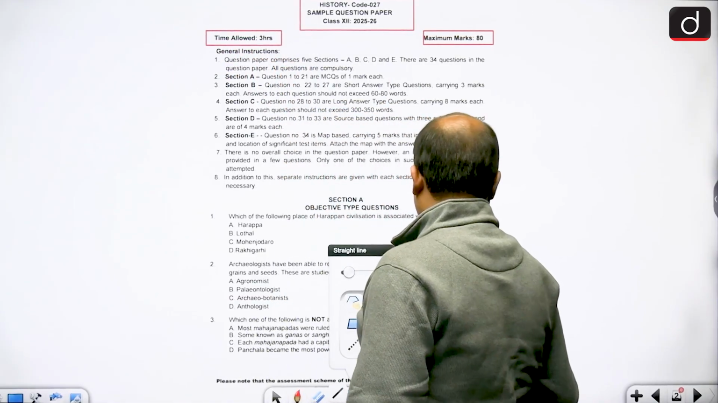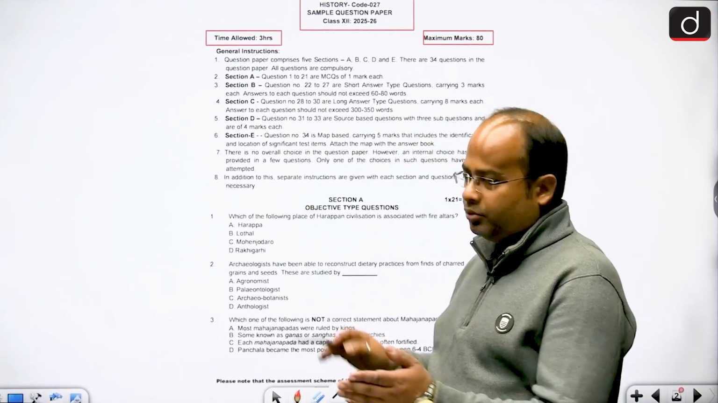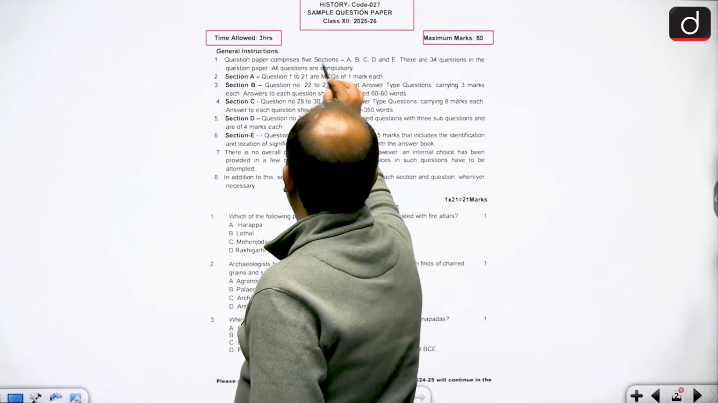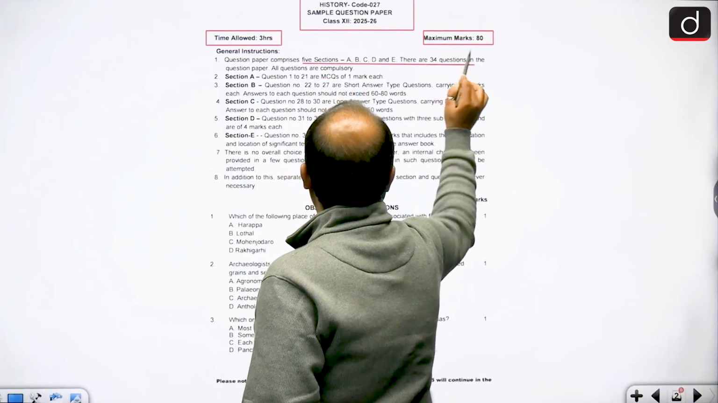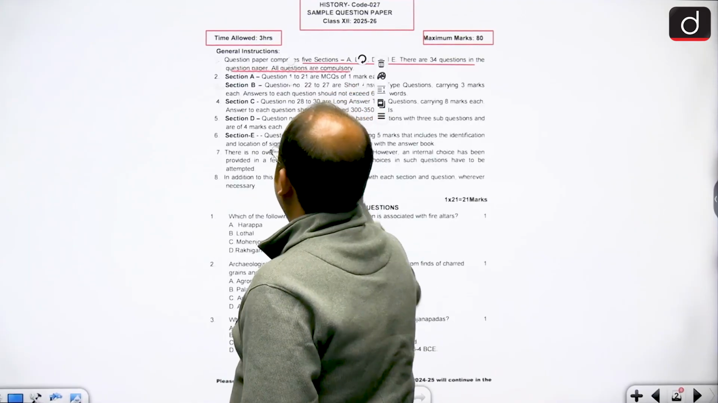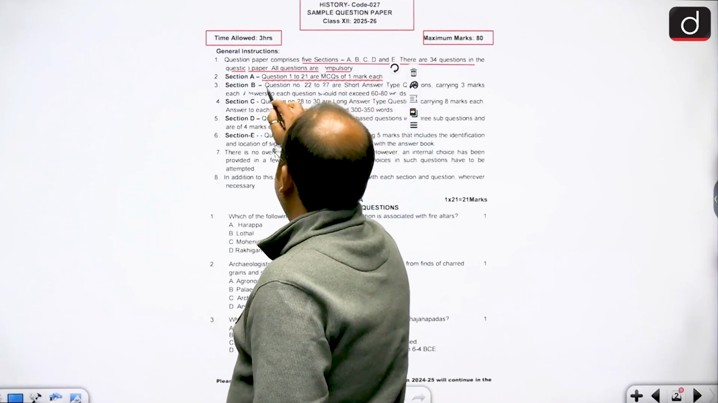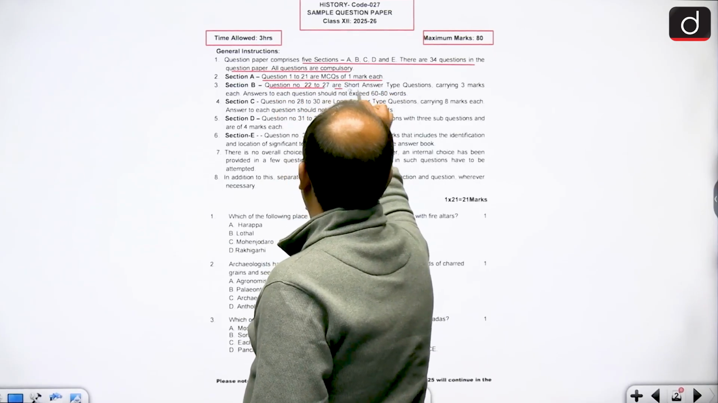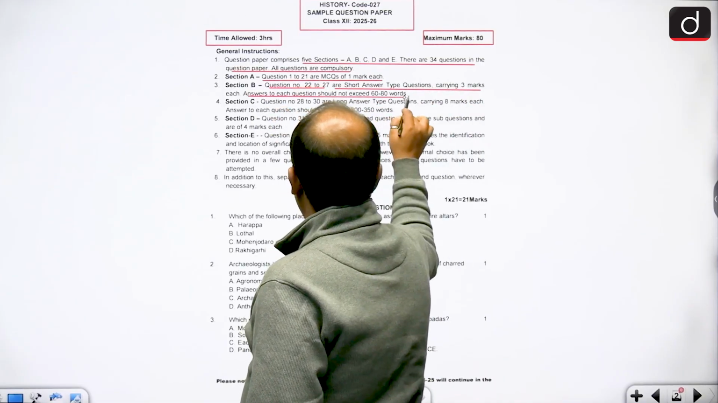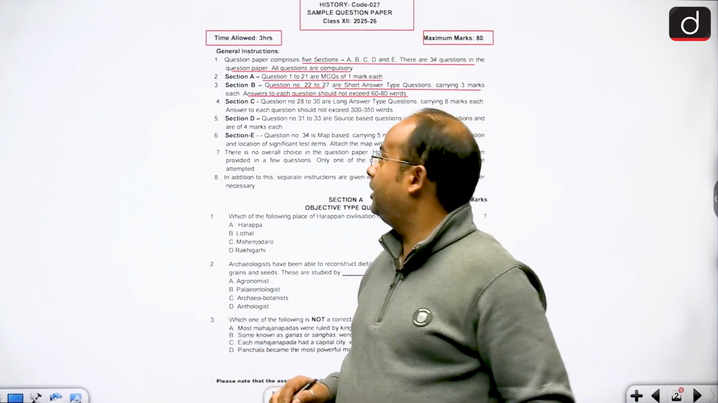Before I proceed to the sample paper discussion, I will tell you about the general instructions in a quick note. This question paper contains 5 sections A, B, C, D and E, and 34 questions. All questions are compulsory. Section A consists of questions 1 to 21, that are MCQs. Section B, questions 22 to 27, are short answer type questions carrying 3 marks, and the answer should not exceed 60 to 80 words. So always remember the word limit, you should not evade the word limit.